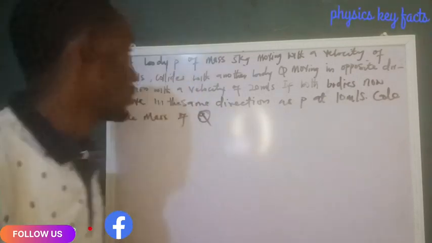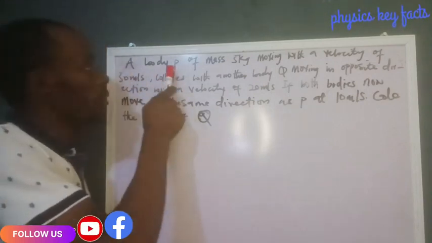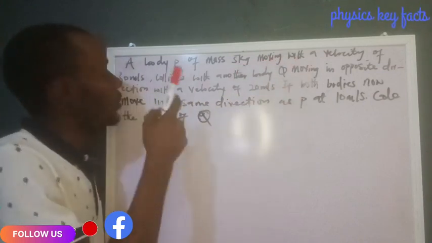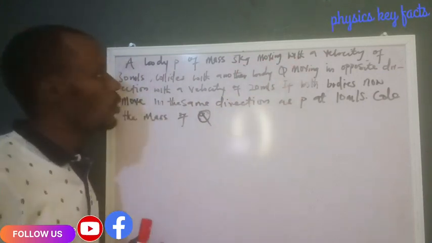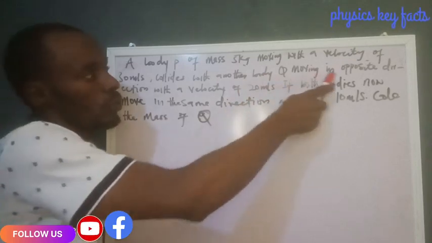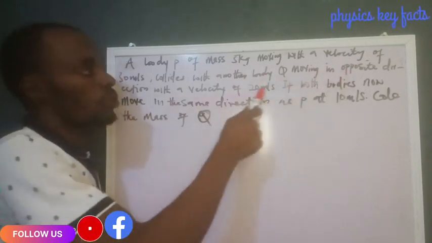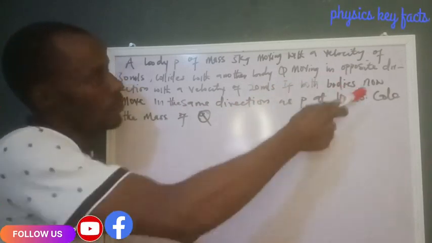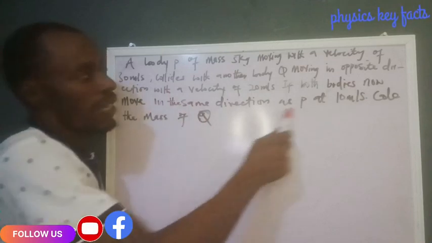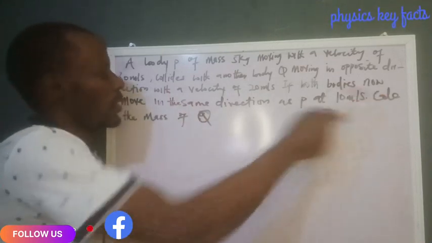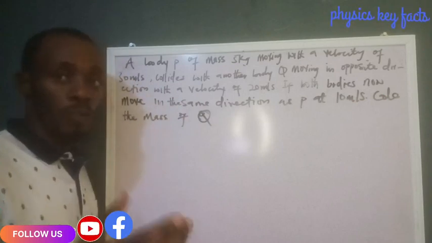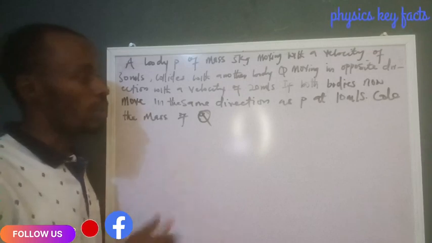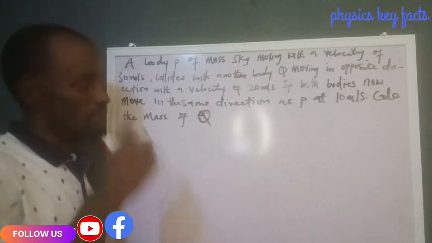So the problem says a body P of mass 5 kg moving with a velocity of 30 meters per second collides with another body Q moving in the opposite direction with a velocity of 20 meters per second. If both bodies now move in the same direction as P at 10 meters per second, calculate the mass of Q. So we start collision with diagrams. So we are going to interpret this question with a diagram.